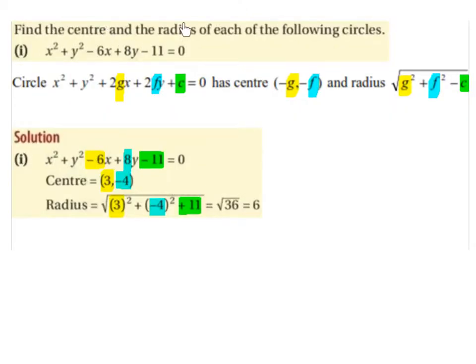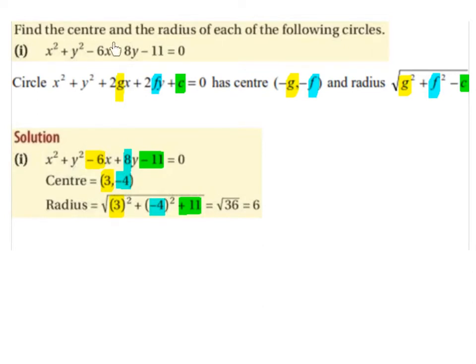So find the centre and the radius of x squared plus y squared minus 6x plus 8y minus 11 is equal to 0. So circle x squared plus y squared plus 2gx plus 2fy plus c is equal to 0 has a centre minus g, comma minus f, and a radius square root g squared plus f squared minus c. So this is given to us in the formula book. So all we have to do is decide what the g, the f, and the c values are, and then substitute them into these formulas.